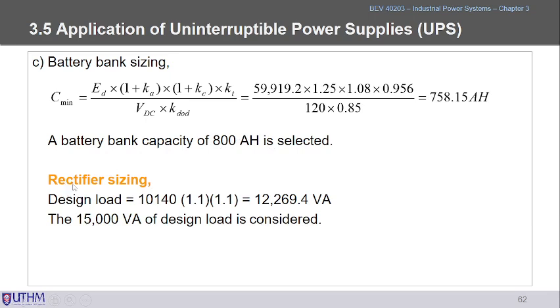Now we come to the rectifier sizing. Same thing, we need to know the design loads. The design load we can take from the previous one, 10,000. So we consider the load factors, the design margin, and the growth as well. So it comes to 12,000 here. Then of course we choose for the higher. In this case we choose 15,000 VA. Of course you can choose 13,000 or 14,000 as well. There is nothing wrong in this case.